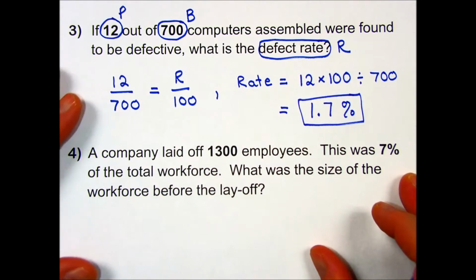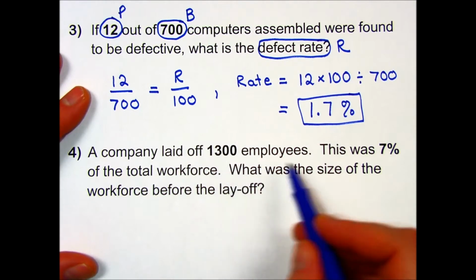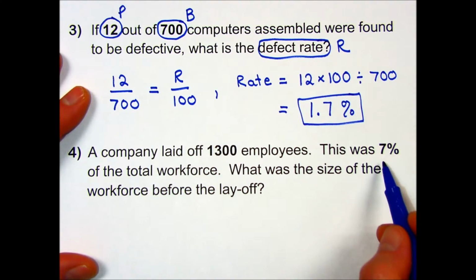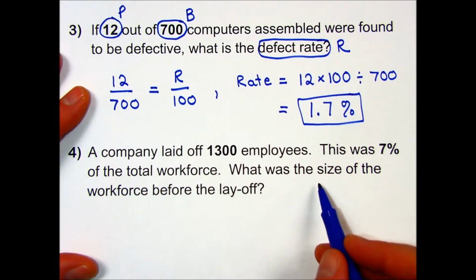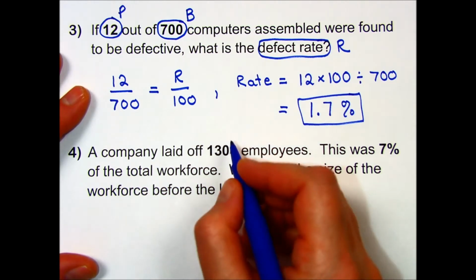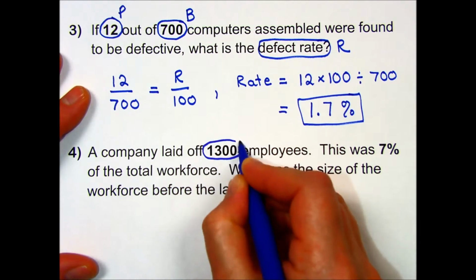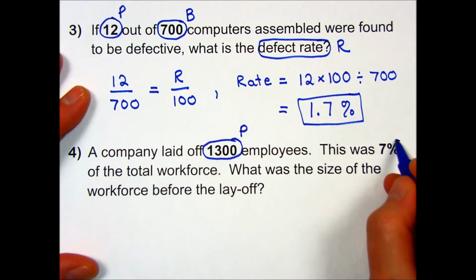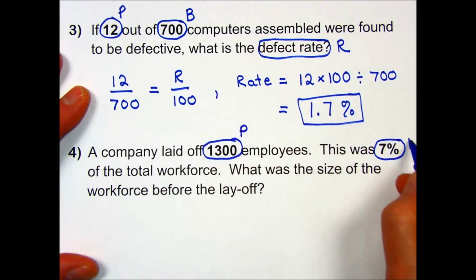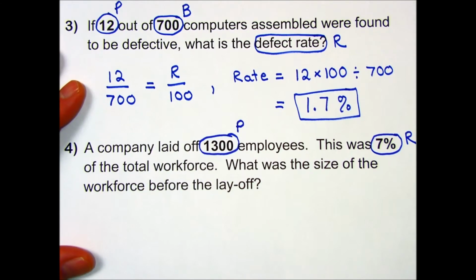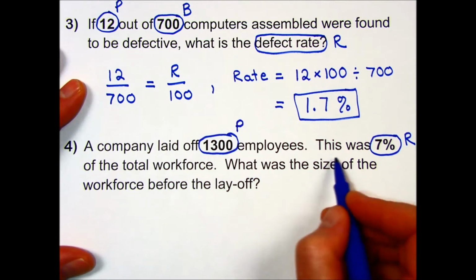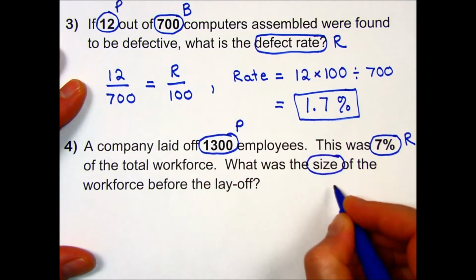One more together. A company laid off 1,300 employees. This was 7% of the total workforce. What was the size of the workforce before the layoff? 1,300 is part of that total workforce, and 7% was the rate of the layoff. So the size of the workforce before the layoff is your base.